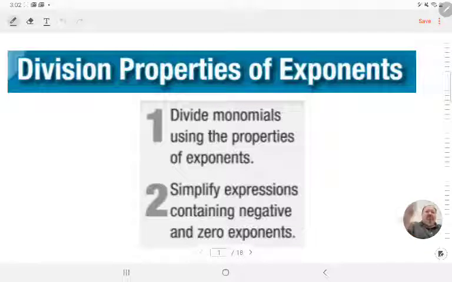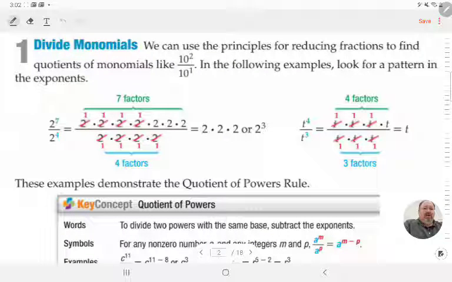Okay, so today we're talking about the division properties of exponents: dividing monomials using properties of exponents, and simplifying expressions containing negative and zero exponents. To divide monomials, we can use the principles of reducing fractions to find quotients of monomials like 10 to the second power over 10 to the first power. In the following examples, look for a pattern in the exponents.